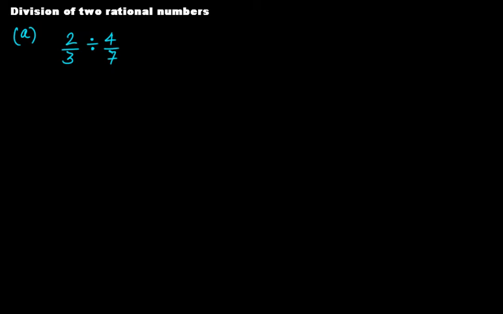In this video tutorial, we are going to learn how to divide two rational numbers. Now, if you have two rational numbers, let's say a over b divided by c over d, what you do is you write a over b times the reciprocal of c over d. What does that mean?